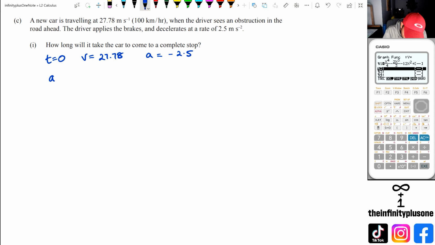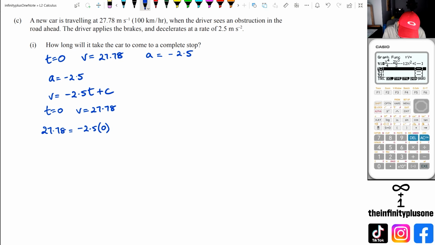What we do know is that at the beginning the velocity of the car is at 27.78. So we're going to integrate this. When we integrate acceleration, we get velocity, which is negative 2.5 t plus c. And we know that when t is equal to 0, velocity equals 27.78. So I'm going to do that. 27.78 equals negative 2.5 times 0 plus c. So c is equal to 27.78. So my velocity function is negative 2.5 t plus 27.78.